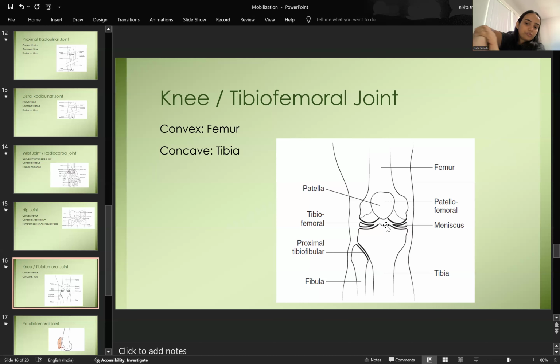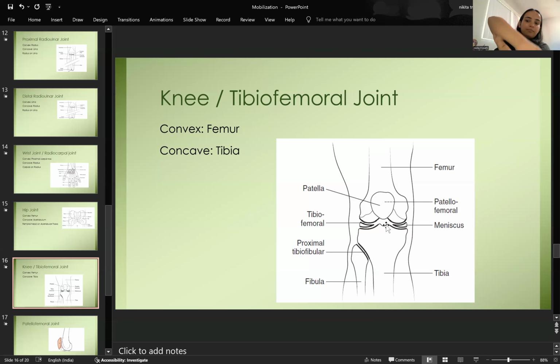So which glide should I give to the patient? My tibia is moving. My femur is fixed in this direction, and I'm moving my distal leg, the tibia. As you see in the mirror, the tibia is concave. Concave is moving on convex, so everything goes in the same direction.